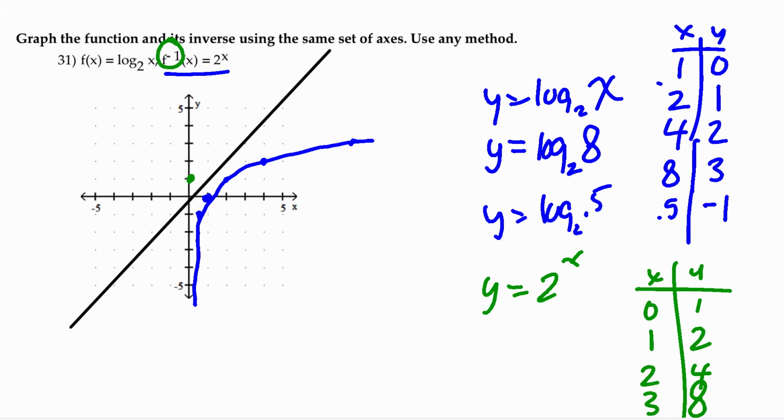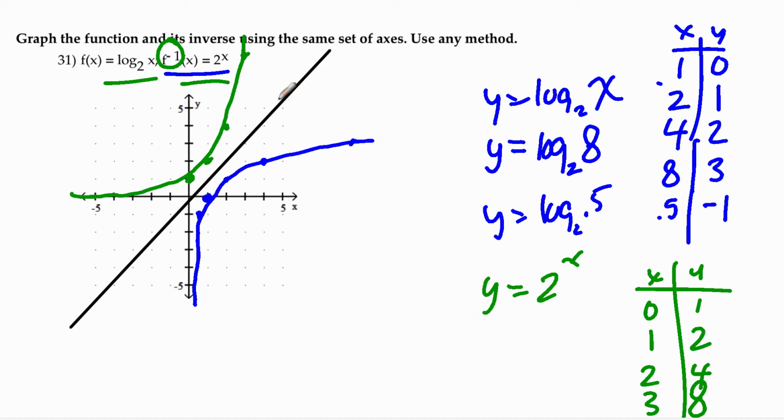So 0, 1, I've got a point. 1 and 2, I've got a point. 2 and 4, I've got another point. 3 and 8 is another point that's up there somewhere. So see how it's sort of reflecting this over that as being the mirror. So the graph is going to look something like that, and this is going to get closer to that line and never touch.